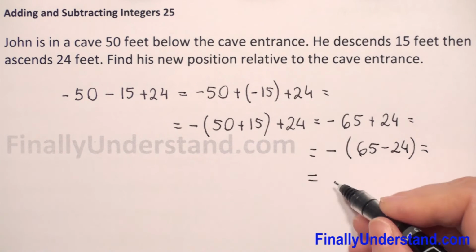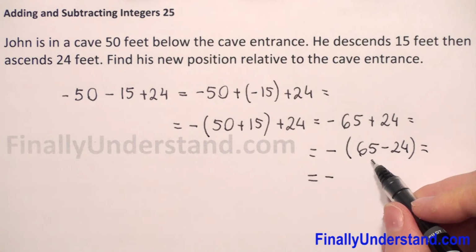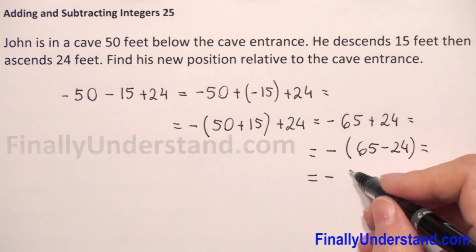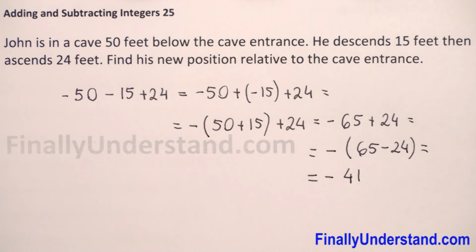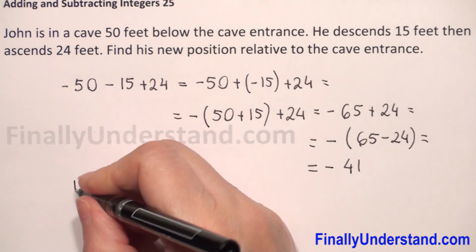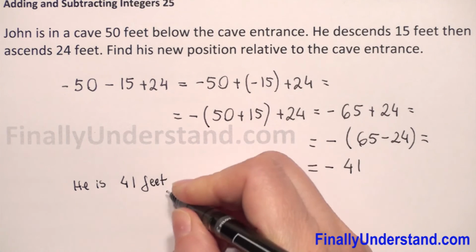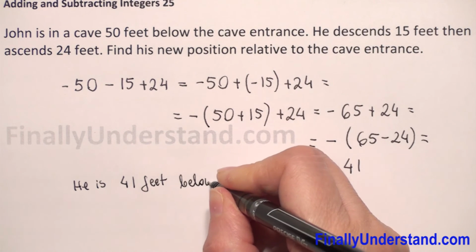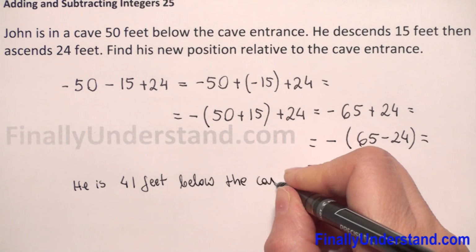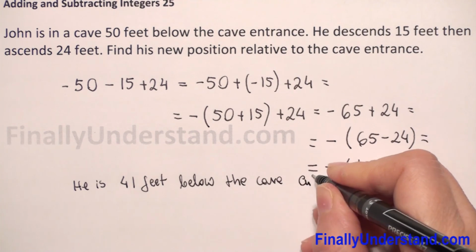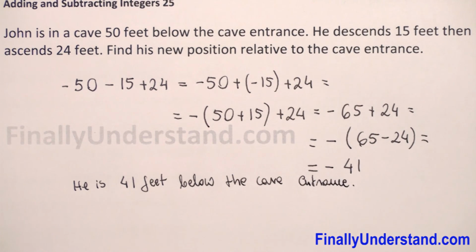So this is equal. Negative sign we rewrite. 65 minus 24 is 41. So, because we have negative 41, it means he's still below the cave entrance 41 feet. So, we can write that he is 41 feet below the cave entrance. This is my solution.